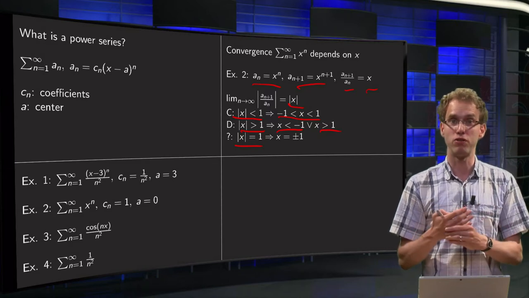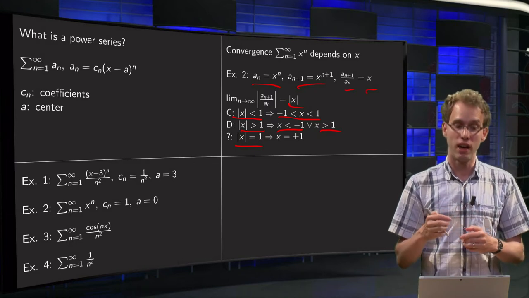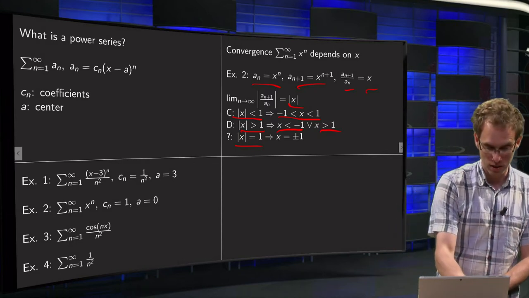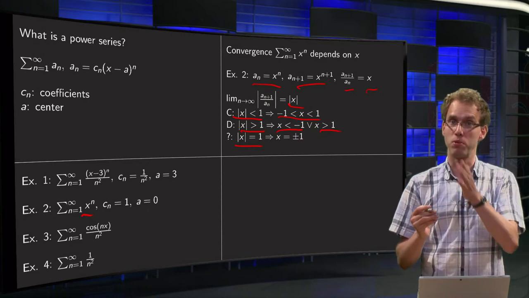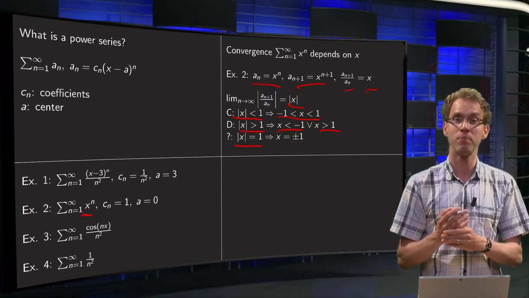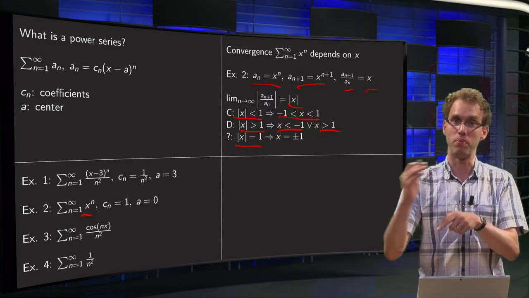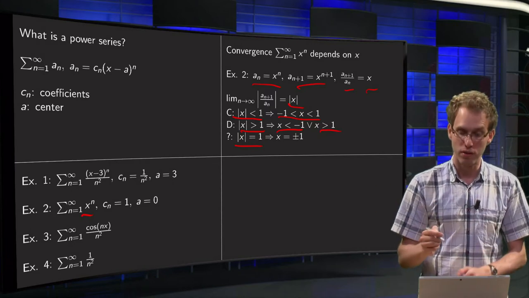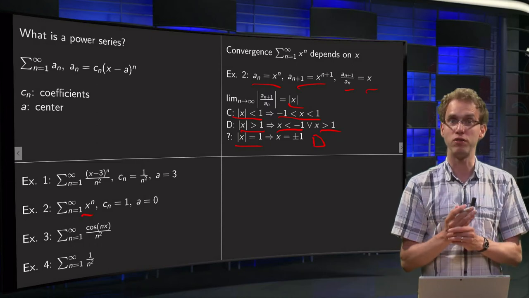But hey, two values of x, I can just plug them in and see what happens. If x equals 1 and I plug it in over here, I get the series of 1 to the power n, so 1 plus 1 plus 1 plus 1. That will diverge. And if I plug in minus 1, then we get the series of (minus 1) to the power n. I get 1 minus 1 plus 1 minus 1. So that will diverge as well. So in this case, those two will diverge as well.